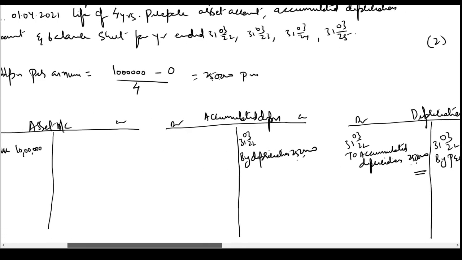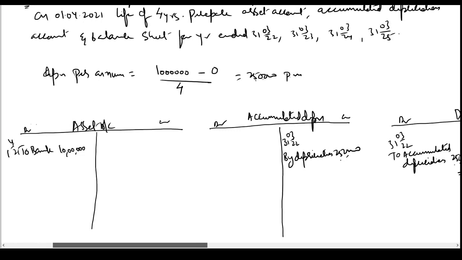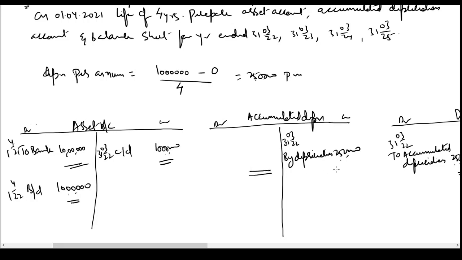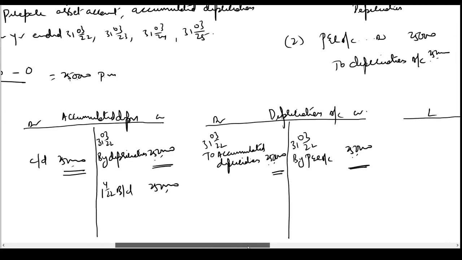Now we come to the balance sheet. How to show these items in the balance sheet? If you see the asset account on 31st March 22 carried down 10 lakh, 1st April 22 brought down 10 lakh. So asset account is showing the original cost as the balance now. There is no reduction in the balance. Similarly, in accumulated depreciation account carried down 2,50,000, on 1st April 22 brought down 2,50,000. There is no balance left in depreciation account. It has been transferred to the P&L account.